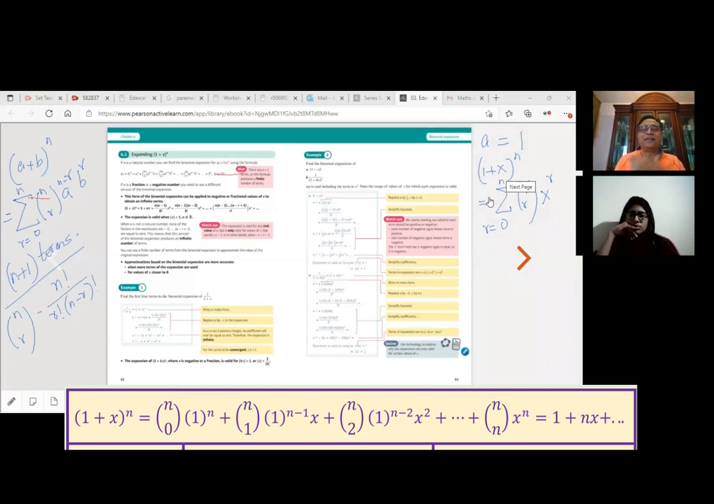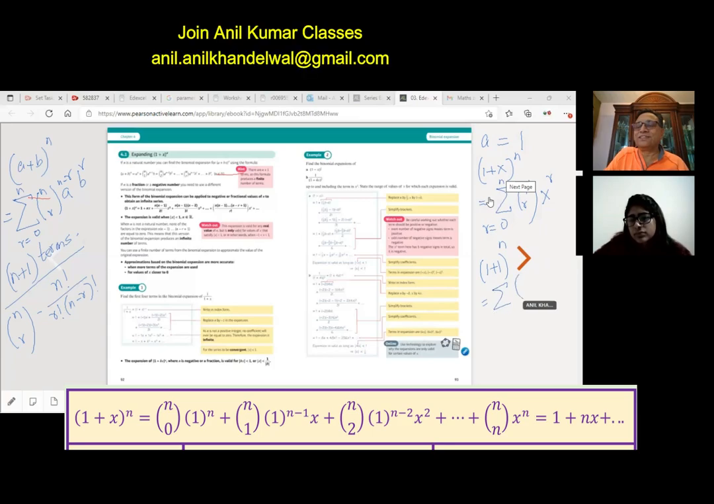You can also substitute x as 1, for example, right? If you choose x as 1, then you get 1 plus 1, which is 2, to the power of n. So what do you get? 1 plus 1 to the power of n is equal to the sum of all the coefficients. Do you see that?